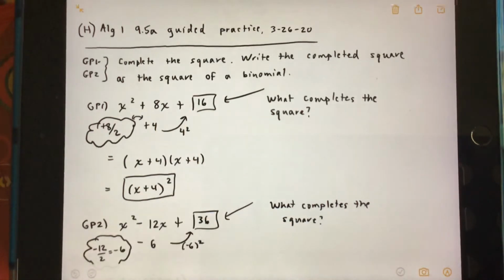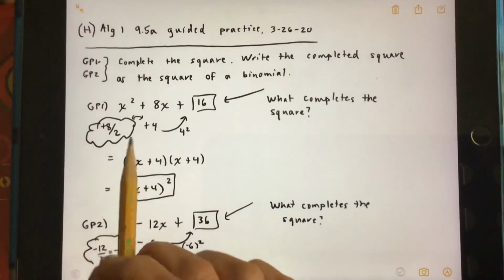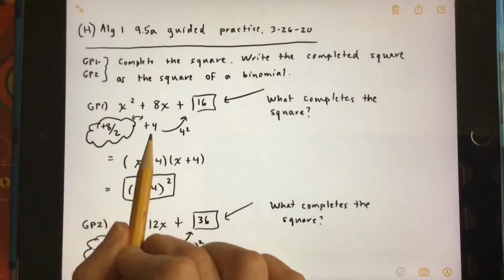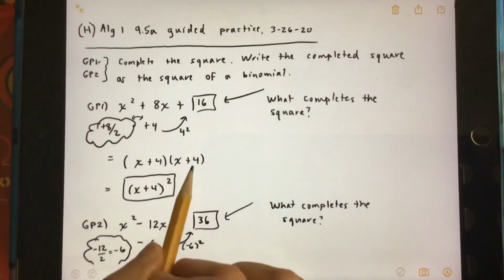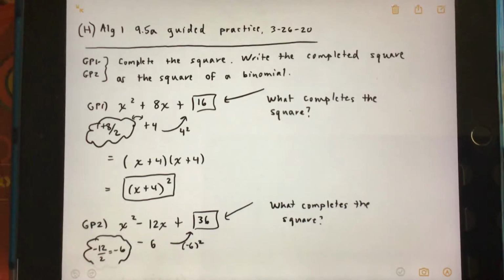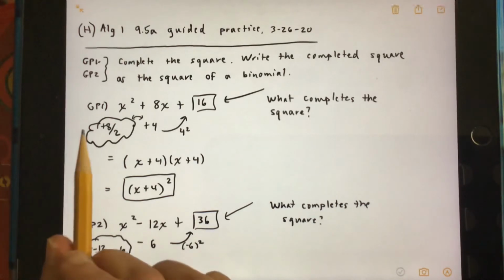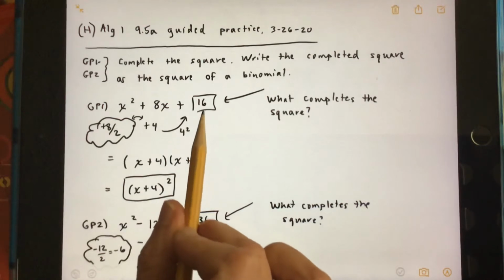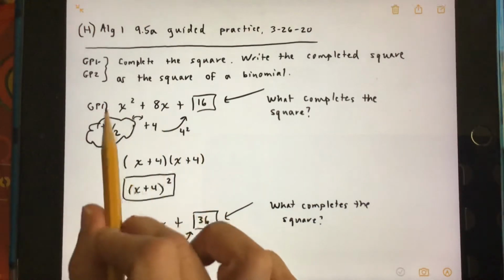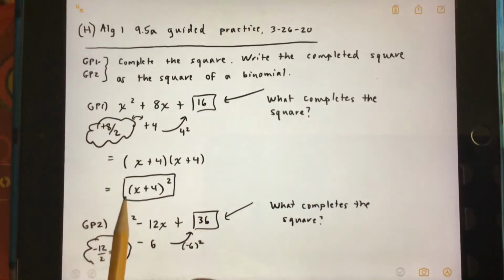I didn't draw my x because I really don't need to. All I have to do is notice this plus 4 here, and it's going to go in the end of both of my binomials. Then I'm going to rewrite that, since it's the same binomial twice, in the form x plus 4 quantity squared. We're going to use this process in a few minutes to solve some quadratic equations. So guided practice 1 and guided practice 2 are just getting you familiar with completing the square, filling in the number that goes in the box, and then taking that expression and rewriting it in its binomial-squared form.